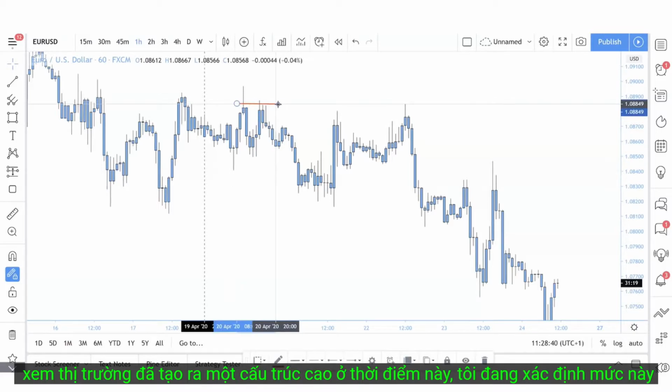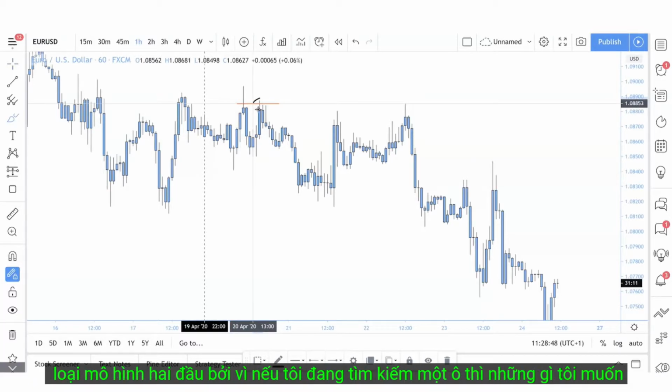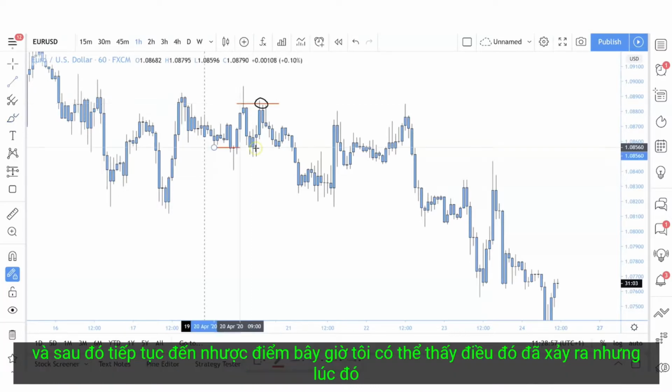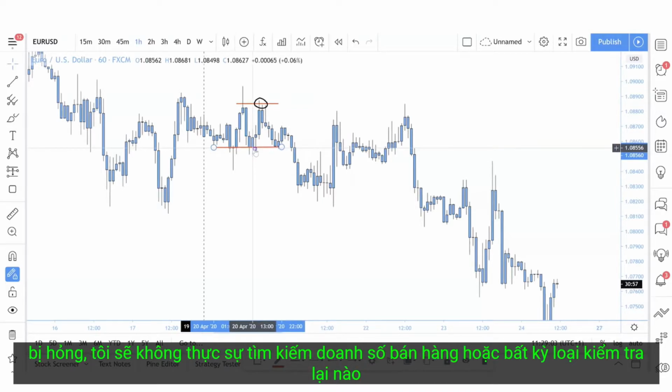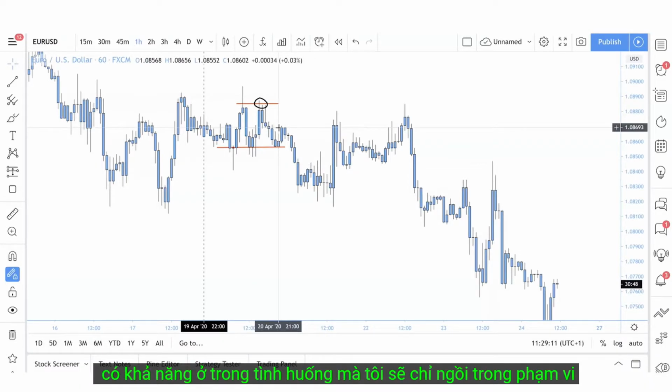Now at this point, I'm identifying this level in the market as a potential level where price could come back to look for some sort of double top patterns, because if I'm looking for a sell, then what I want to see is price not breaking above this structure, showing some sort of rejection and then continuing to the downside. Now I can see that happened, but at that stage we can see price never broke that structure. So for me, until this low is broken, I'm not really going to be looking for sells or any sort of retest, because if price breaks this structure and then breaks back in, I could potentially be in a situation where I'm just sitting in the range again.